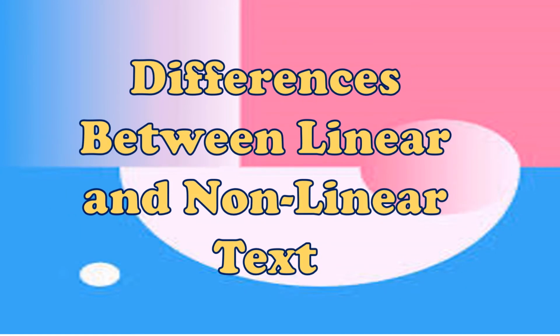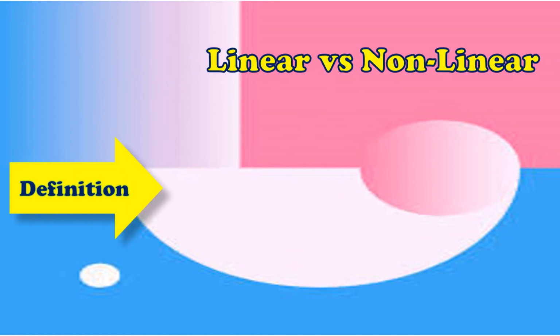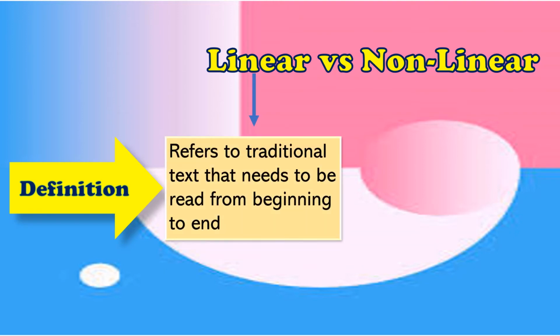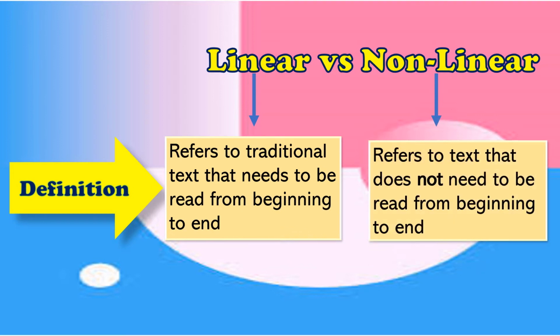Differences between linear and nonlinear text. In definition, linear refers to traditional text that needs to be read from beginning to end. The nonlinear refers to the text that does not need to be read from beginning to end.